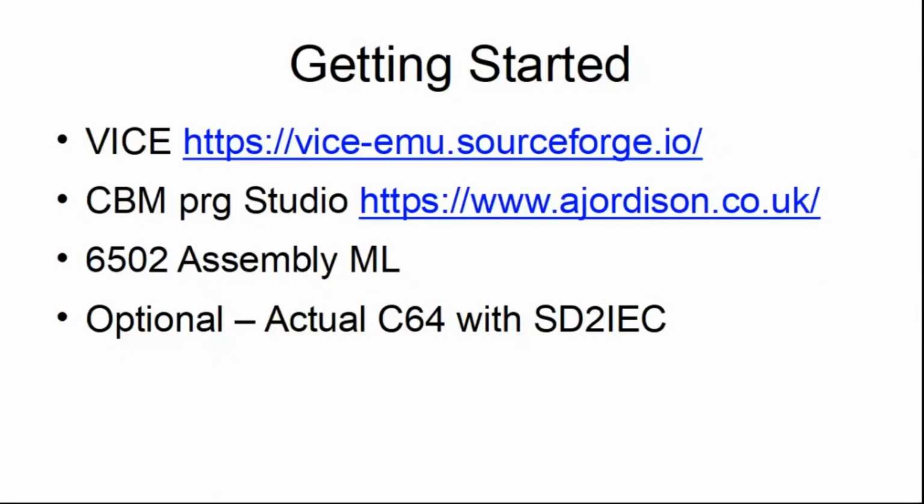Lastly, optionally, if you want to run your programs on an actual Commodore 64, you would probably need some sort of hardware to get the programs off of the PC and loaded onto a Commodore 64. Personally, I use the SD2IEC device, which loads a Commodore program from an SD card. However, there are many other ways to get the programs on there.